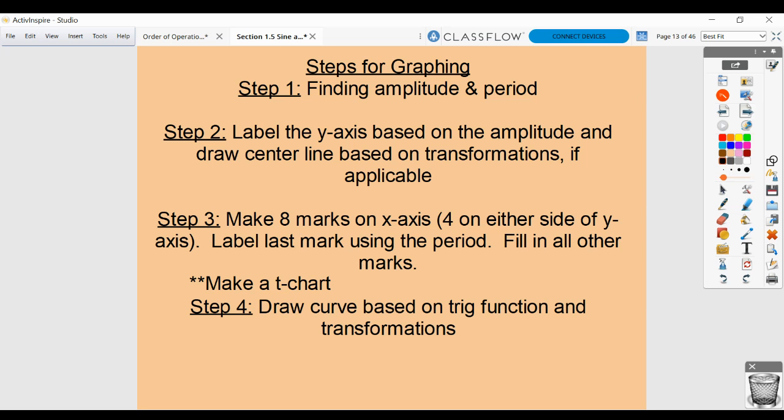And then step 3, you're going to make the hash marks on the x-axis and then label the last mark using the period. And I'll show you that's how we start it. And then if it helps you to make a t-chart, you can. And then draw the curve based on the trig function.